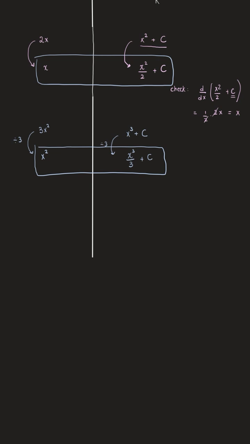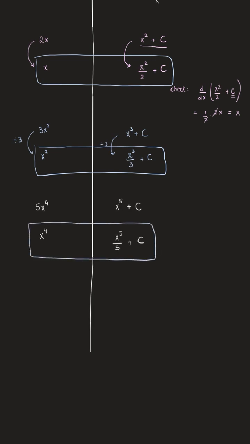So let me continue extending our chart here. On the left, let's suppose now that we have 5x to the fourth. So we would like a function whose derivative is 5x to the fourth. Well, that will be x to the fifth plus c. Okay, what if I just want a function whose derivative is x to the fourth? We can divide x to the fifth plus c by 5. And now we have another relationship that we can think about to start generalizing.